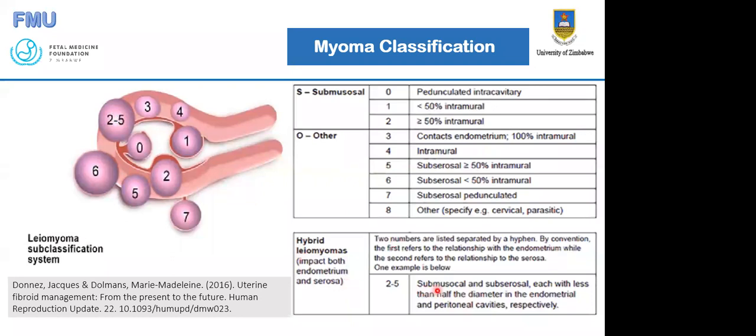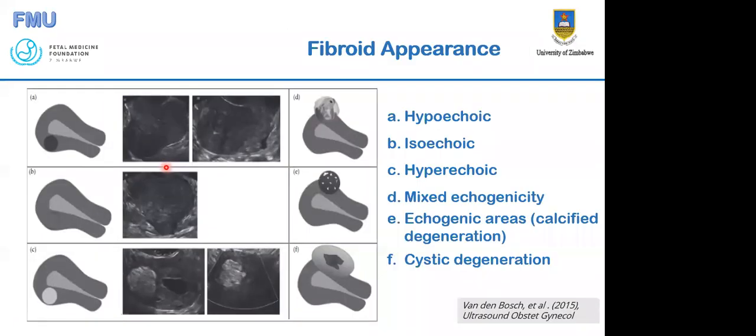This fibroid is impacting both the submucosa and the subserosal layer, with less than half of the diameter in the endometrial cavity and the peritoneal cavity respectively. That's the 2 to 5. So that's the classification of fibroids. Then in terms of the appearance, fibroids may vary, as described in the same paper, this paper by Van der Bosch, in terms of how they appear.